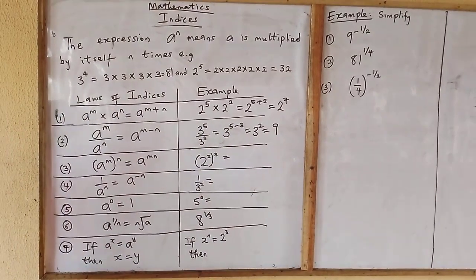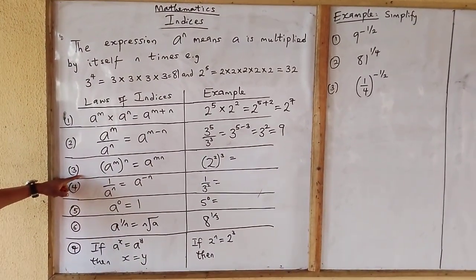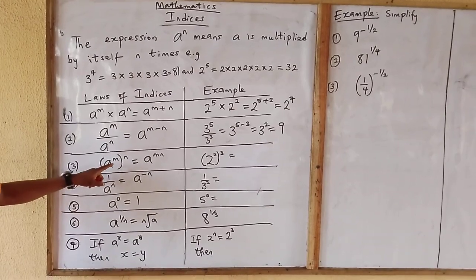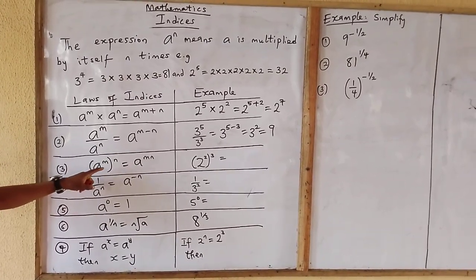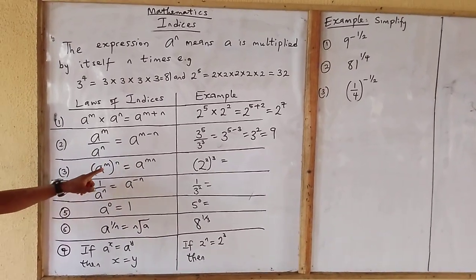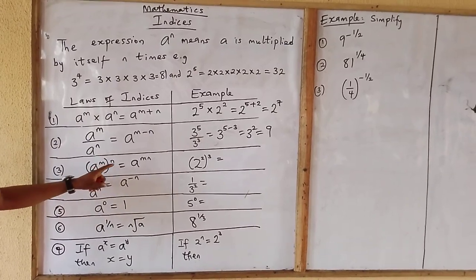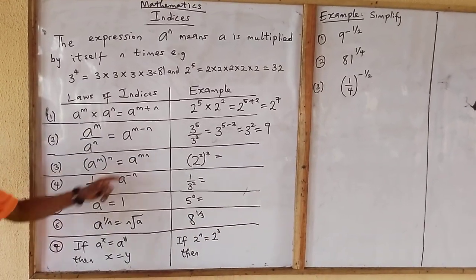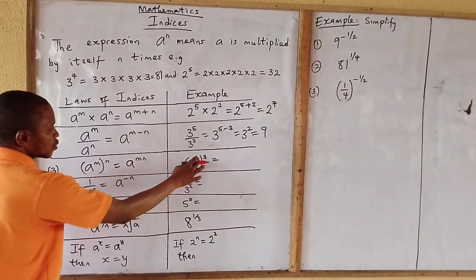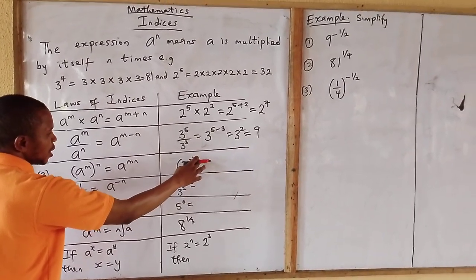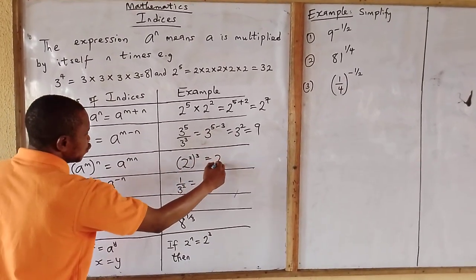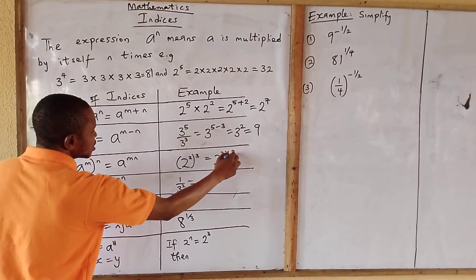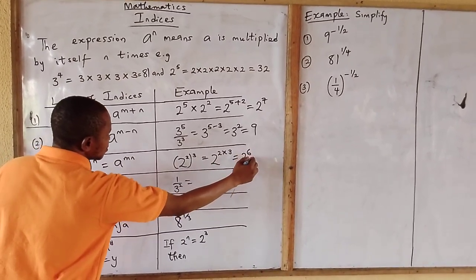And likewise, the third law: when we have a raised to the power m in brackets raised to the power n, these powers multiply each other. That's why we have a raised to the power mn. So for instance, when we have 2 raised to the power 2 in brackets and we have raised to the power 3 outside the bracket, it is equivalent to 2 raised to the power 2 times 3, which will give us 2 raised to the power 6.